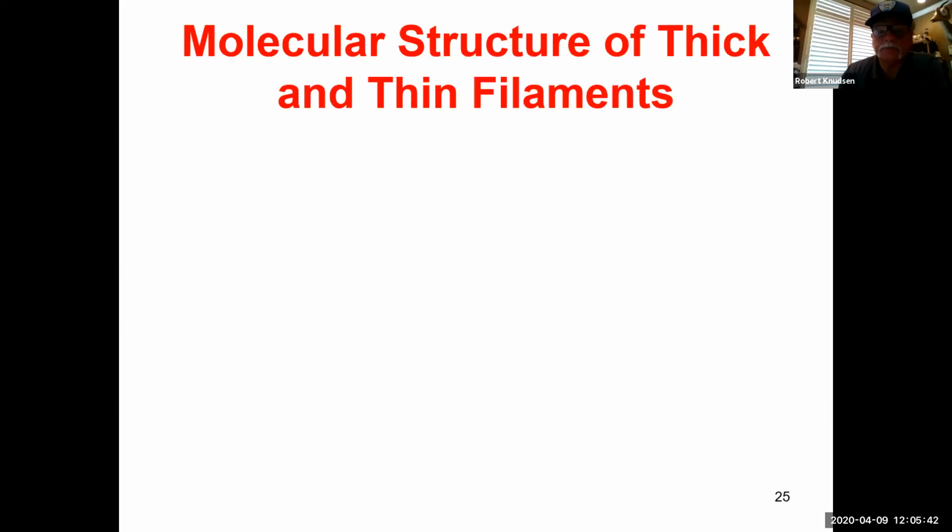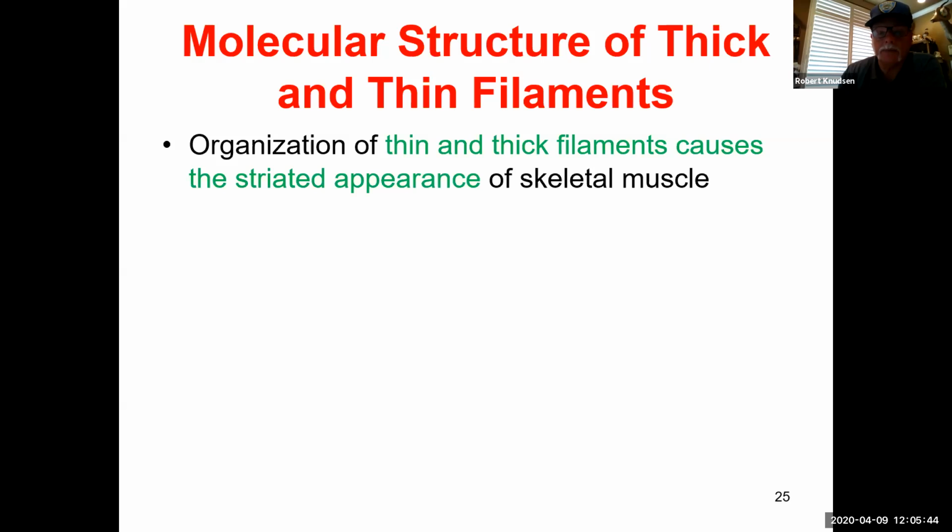Next one. Thick and thin. It talks about how we get that striated appearance. And we learned this in the first third of the semester, when we looked through the microscope at muscle. One of the things we looked for in skeletal muscle was the striations. We said we had to look a lot more carefully at the cardiac, but it had striations too. And then it says smooth muscle did not have striations.